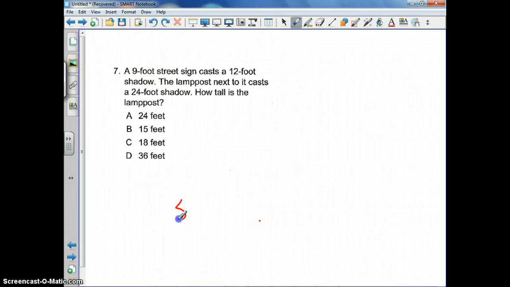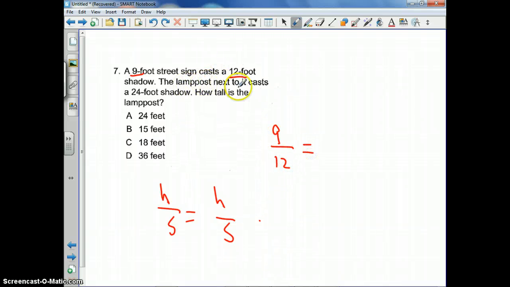Let's just set this one up. Remember, when you're doing shadow problems, they're similar triangles, so you can make a proportion, and we just do height over shadow, height over shadow. So in this case, the height of the sign is 9. What's the shadow of the sign? 12 foot. The height of the lamppost, we don't know, so I put L. What's the shadow? 24. So this proportion would give you the answer to this.